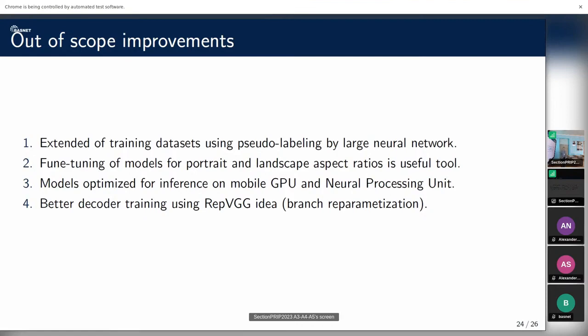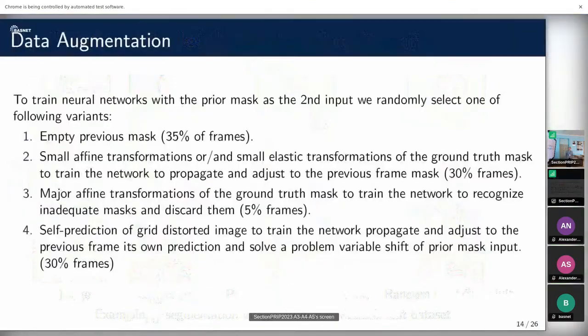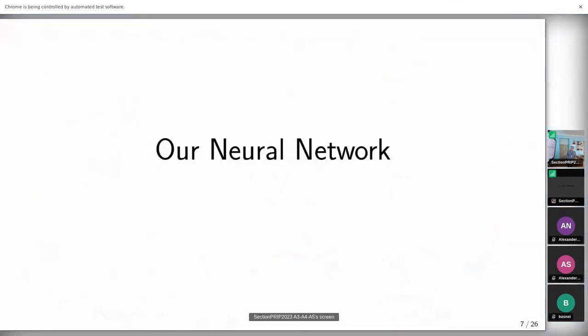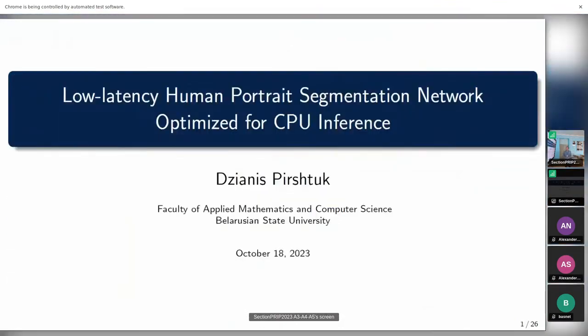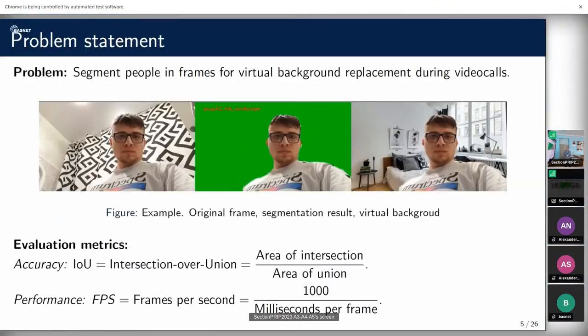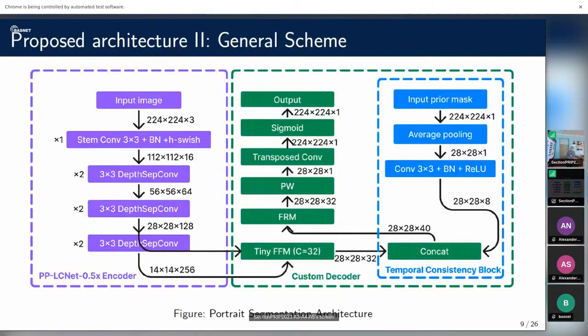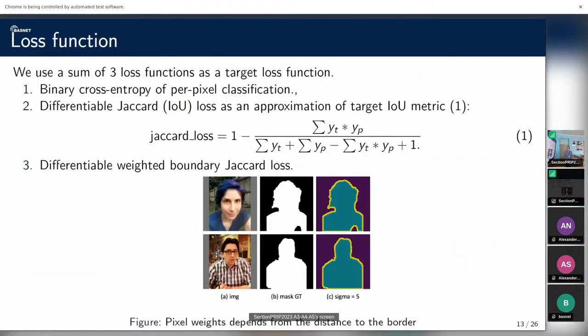I have a question about this slide. You talked about the image, but I don't understand what the green and yellow colors mean.